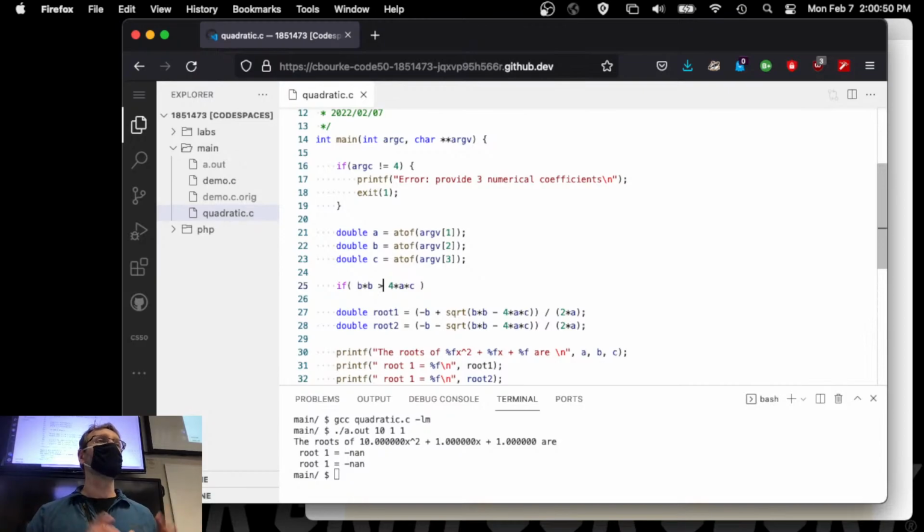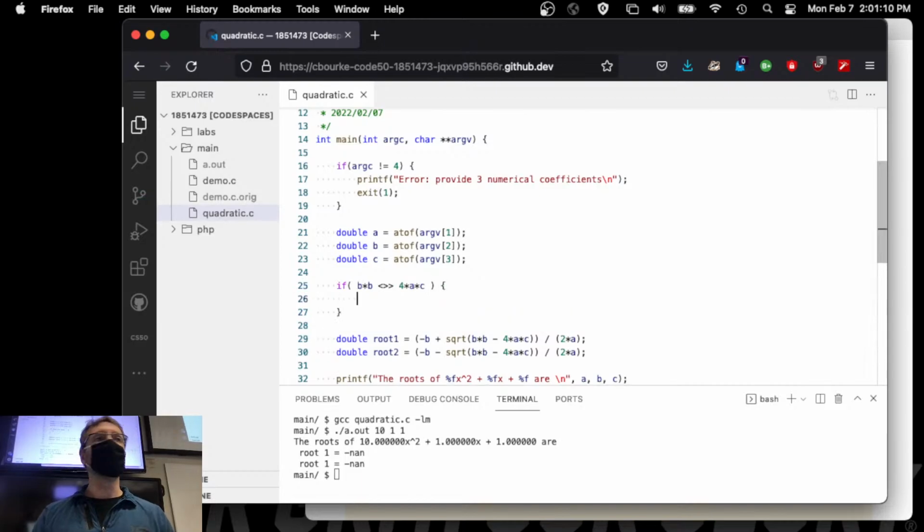Equal to is fine. What's the square root of 0? 0. That's fine, right? That's defined. But if B squared is greater than this thing, so this thing minus this thing, that'll be good. That'll be positive, right? So it's only when it is less do I get a negative value, right? Oops. Less. Come on. There we go. So which kind of error message should I print now?